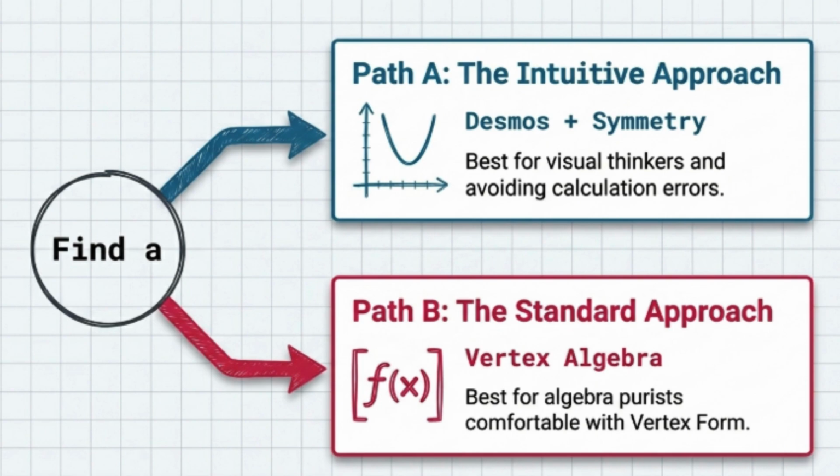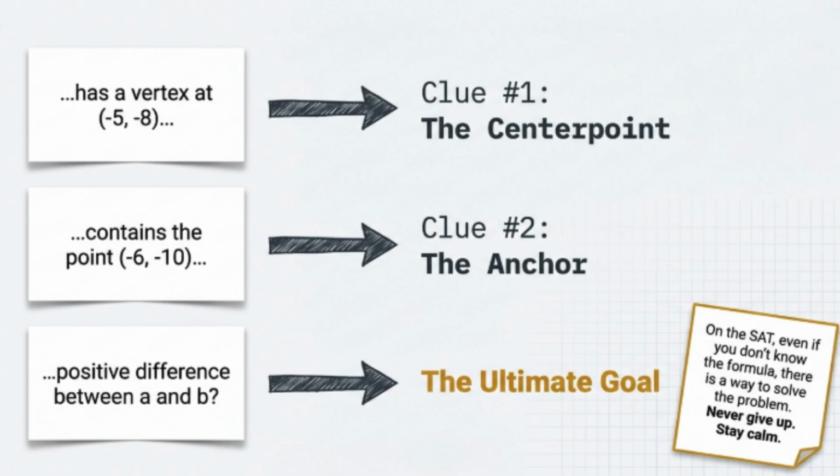Method 1. The intuitive Desmos approach without vertex form. If setting up the vertex form feels confusing, the easiest and most foolproof way is to use the symmetry of the vertex to find 3 points and run a regression in Desmos.